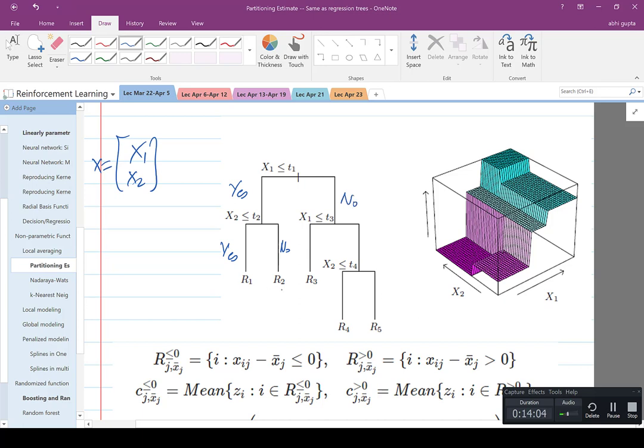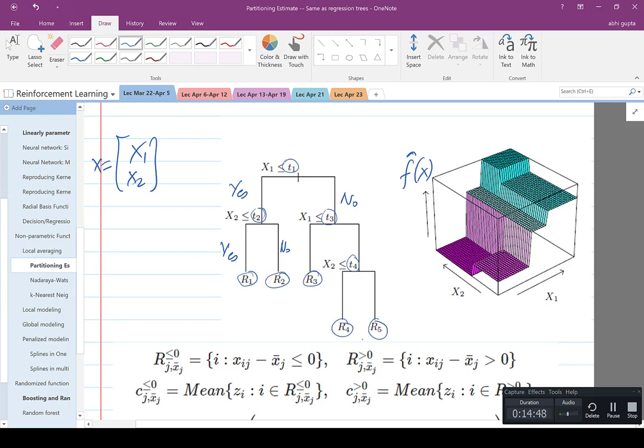So depending on the values of r1, r2, r3, r4, r5, which are the values at the leaf nodes, you get a function which looks something like this. So you can see it is piecewise constant in each of these regions. This is f hat of x. It is piecewise constant, and there are a lot of discontinuities from one region to another. So how do you determine what the values of t1, t2, and t3, all of these values should be? That's one of the questions. And the other question is, what should the values of r1, r2, r3, r4, and r5 be?